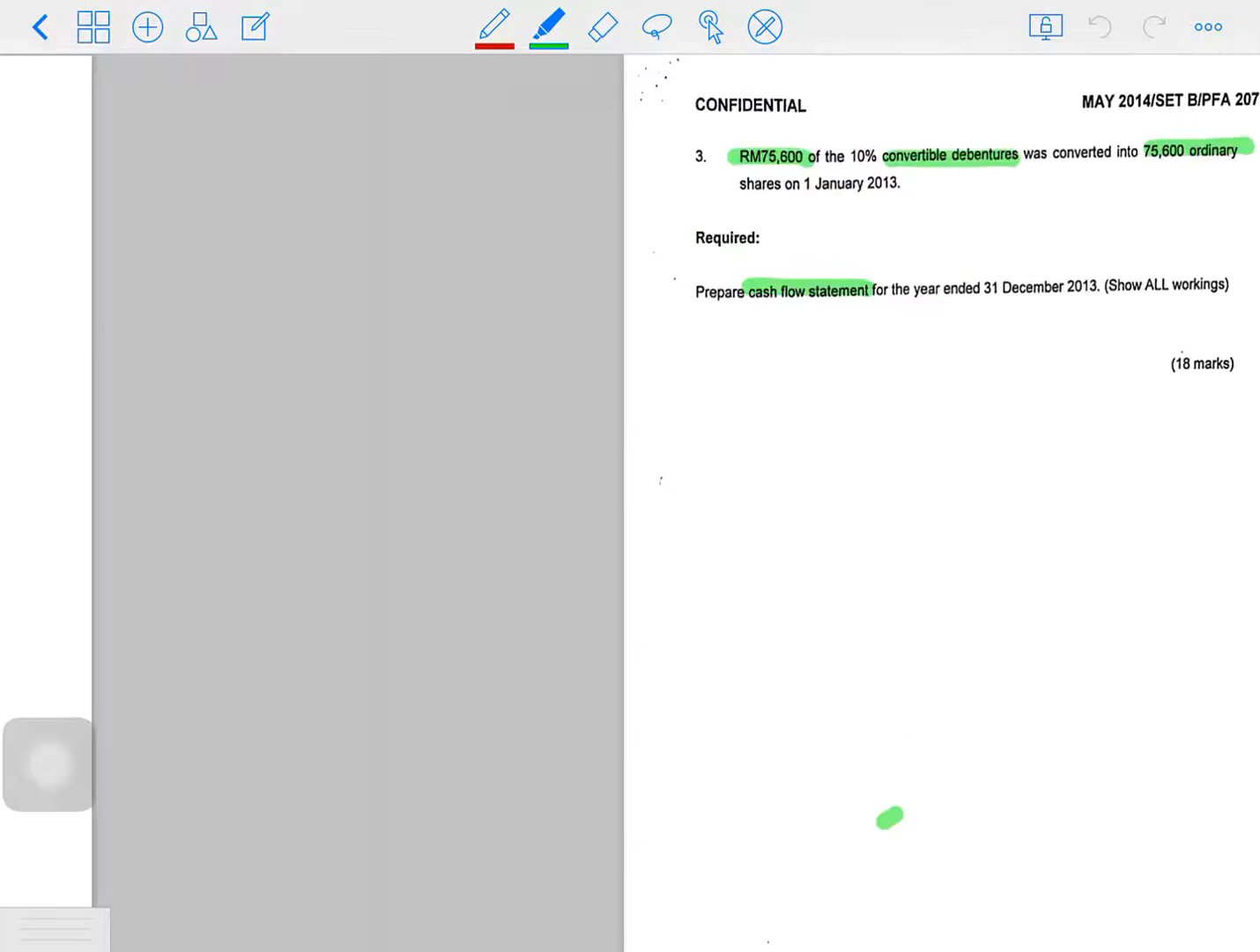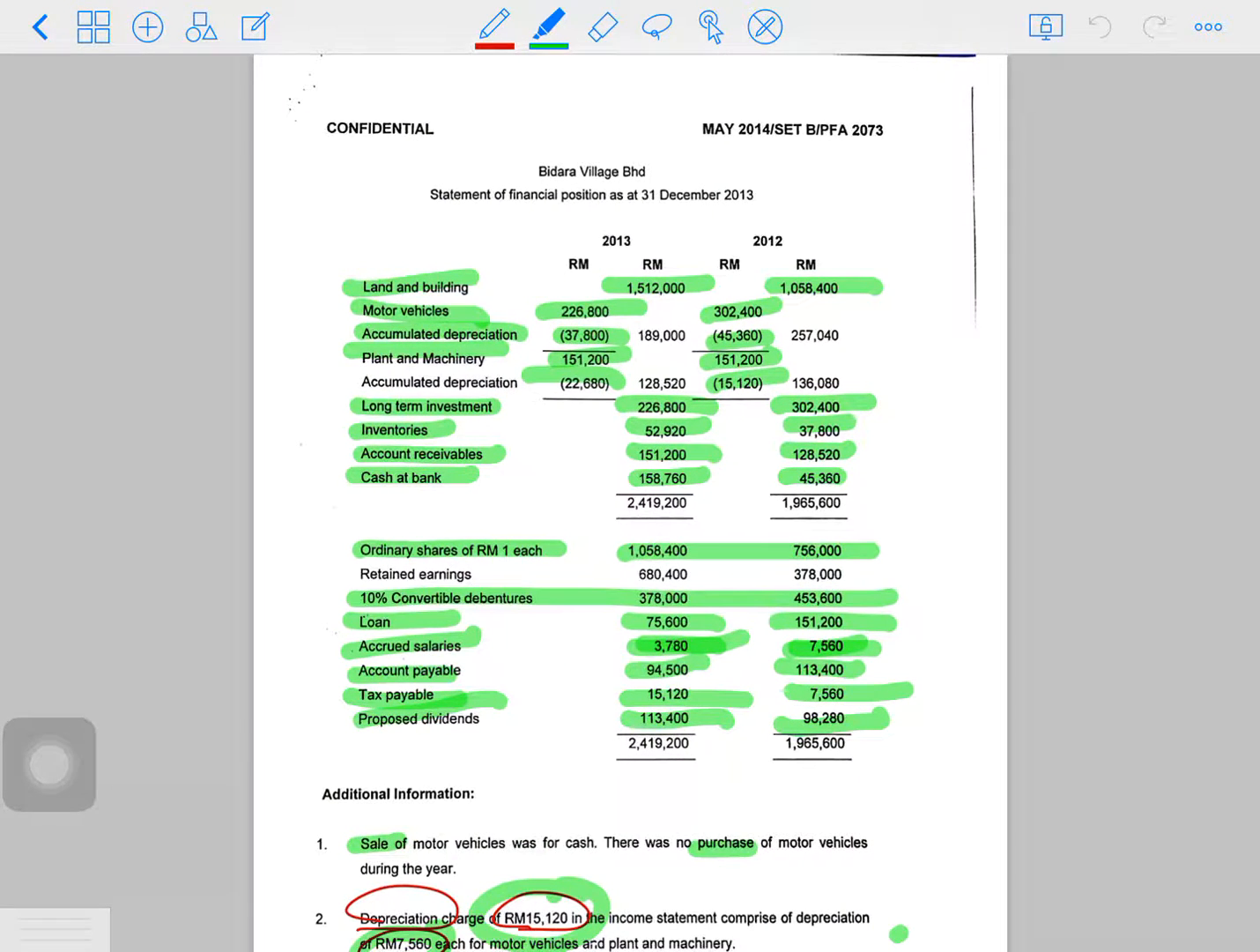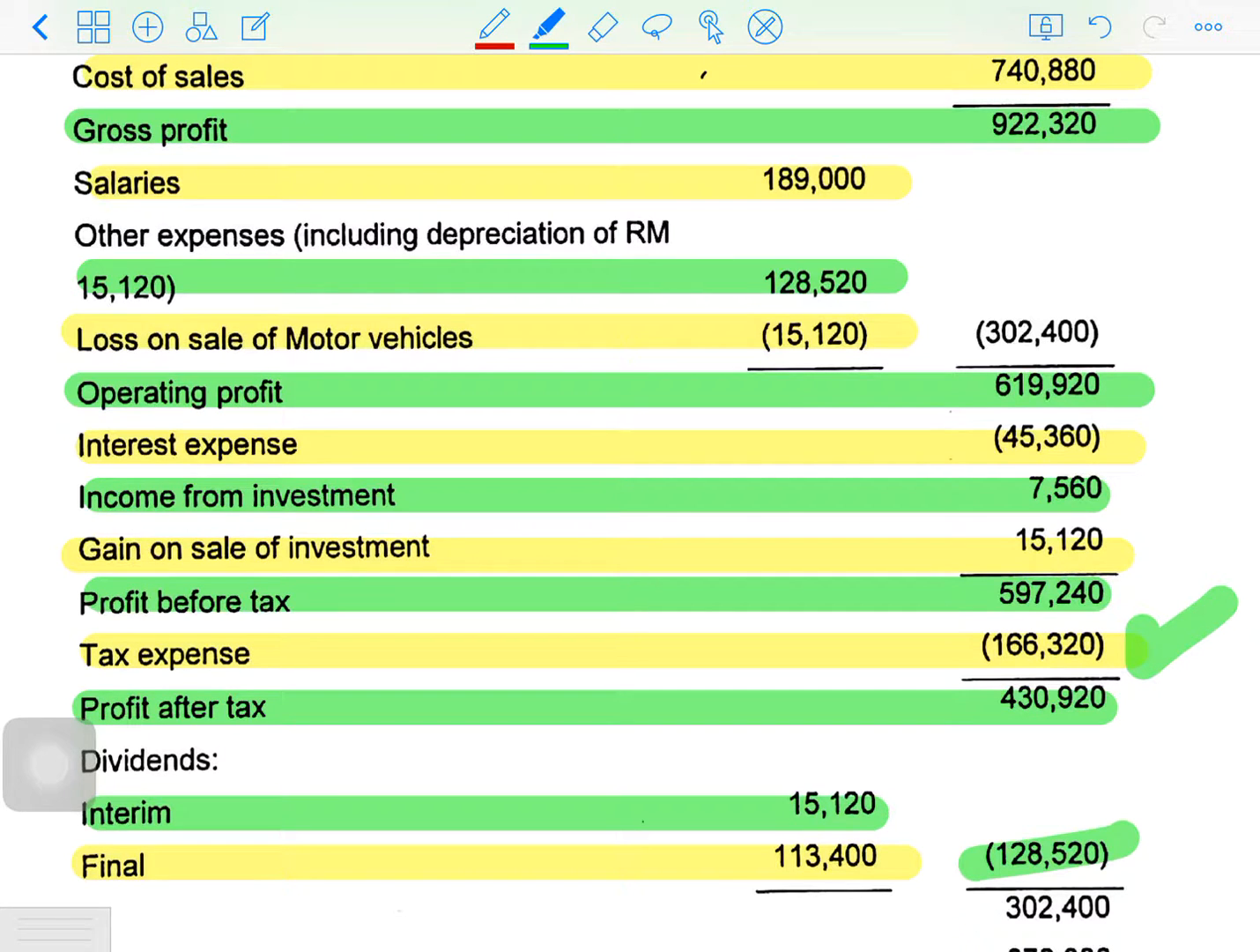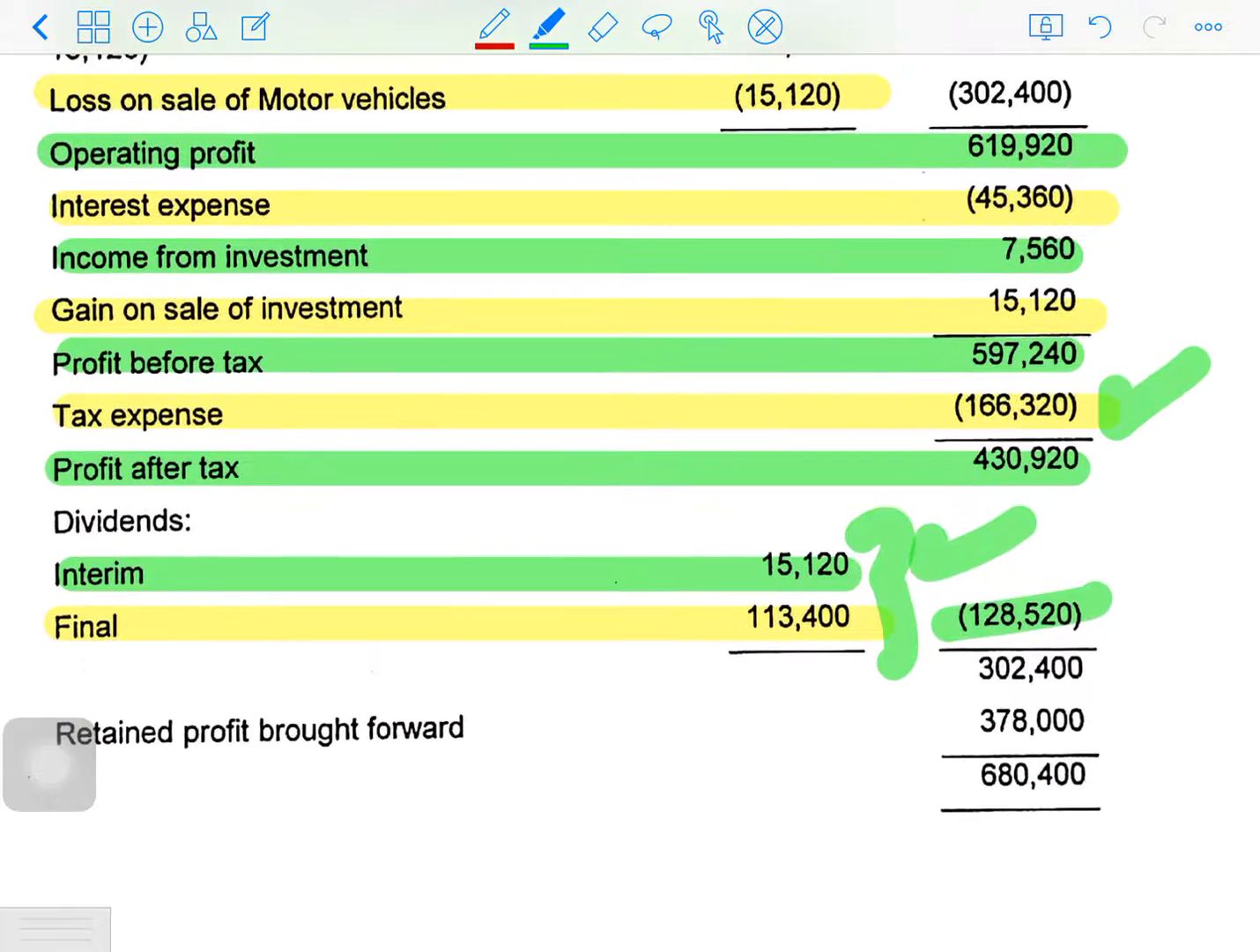Next kita ada gain on sale of investment. Tadi kita dah deal. Before tax ni kita tak perlu risau sebab bukan item sebenarnya situ. Yang item ni tax expense. Kita dah deal tadi, tax expense ni kita dah deal. Dividend pun kita dah deal. Jadi tak ada lah amount yang kita tak deal lagi, tak ada.